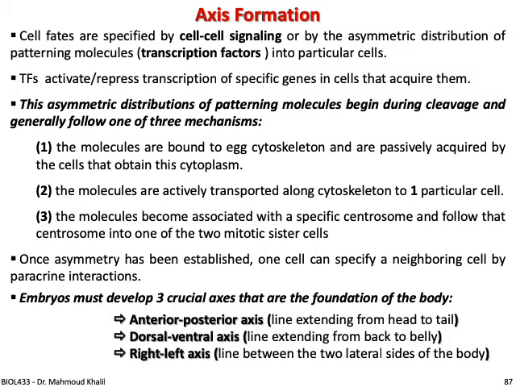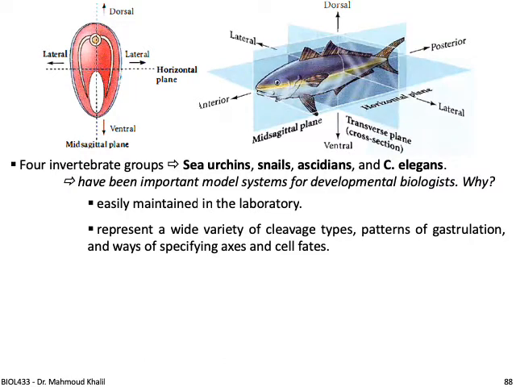So the embryo, by the end of axis formation, has developed three crucial axes: the anterior-posterior axis, the dorsoventral axis, and the right-left axis. And you can see here from the figure how these axes are illustrated.